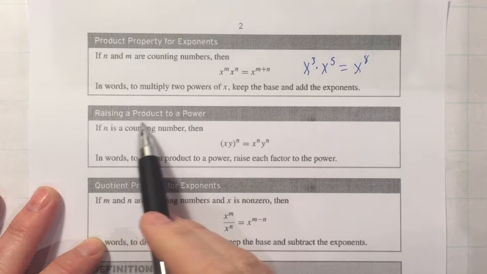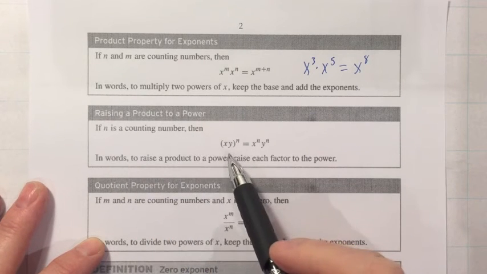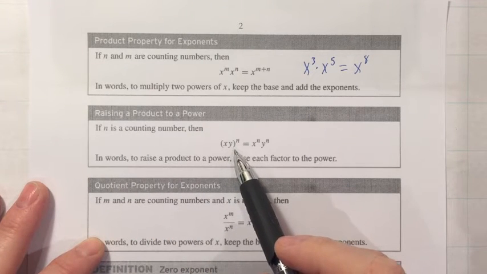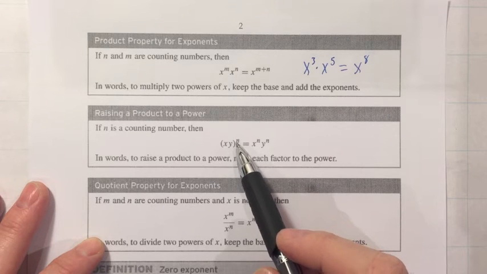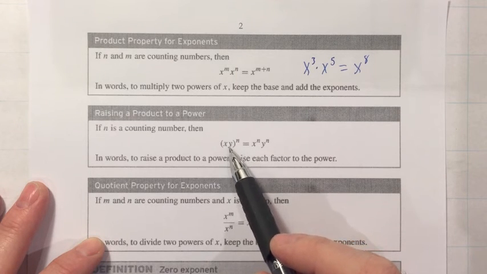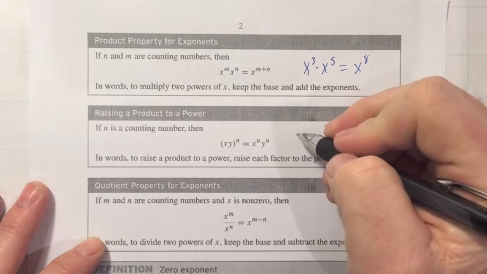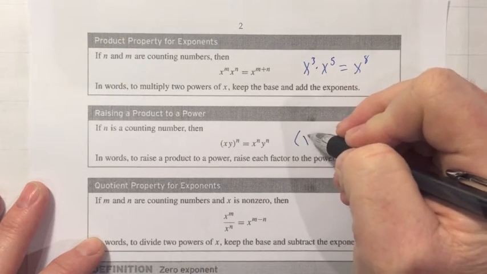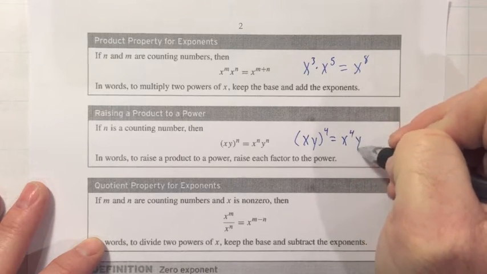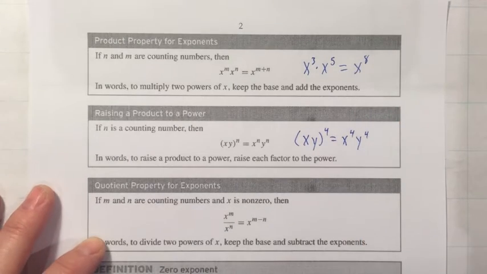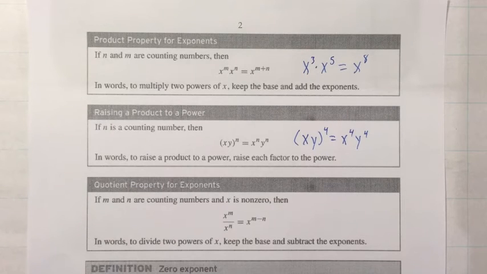And then we have the raising a product to a power rule. If you have two things in parentheses or more, if they're all multiplied inside and there's an exponent outside, you can distribute that exponent to each of the factors inside. So if we had something like xy to the fourth, then that can become x to the fourth, y to the fourth as an example. So in words, to raise a product to a power, raise each of the factors to a power.